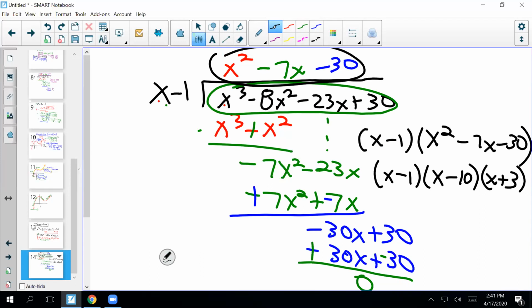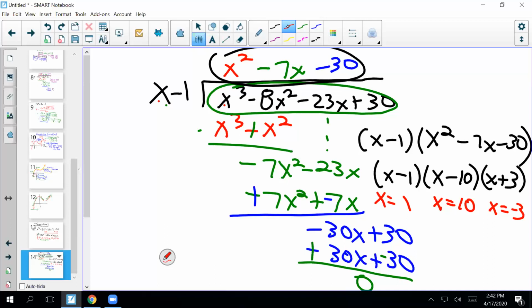Great. So if we were doing an equality problem, an equation problem, we would get x equals 1, x equals 10, and x equals -3 as the solutions to our problem. But we're not done yet for an inequality. For an inequality, we need to do a little bit more. And the easiest way to do this, in my mind, is to just do a number line and test the intervals that work.